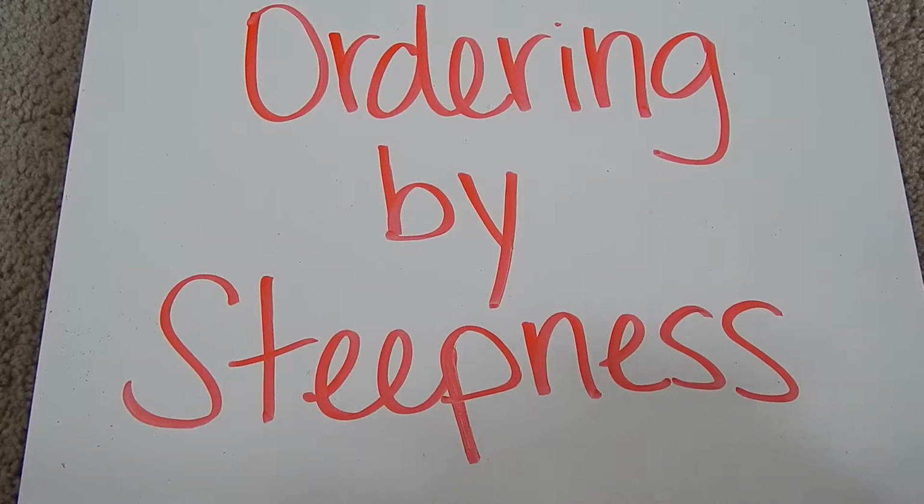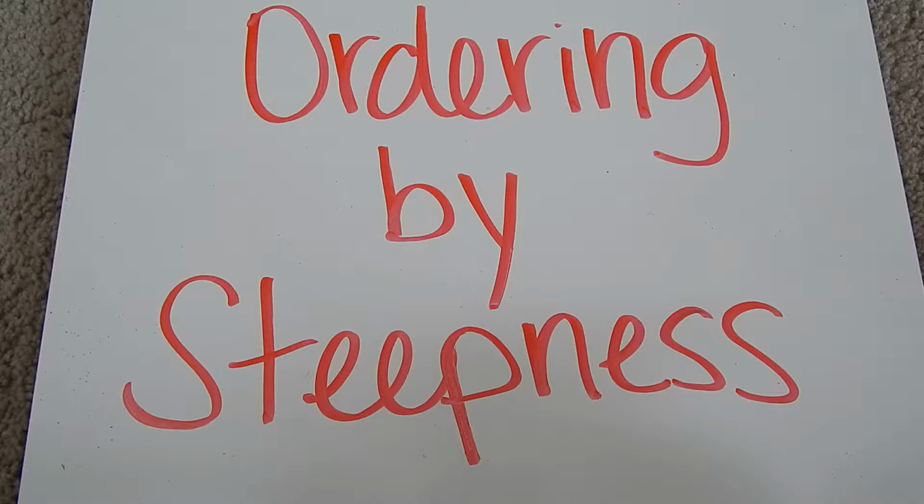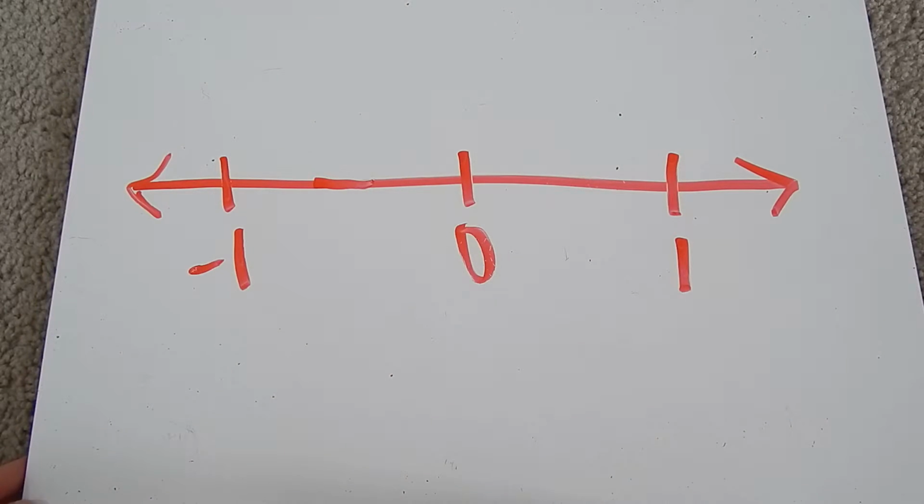Today's lesson is over ordering linear equations by steepness. We're going to order these from least to most steep. When we're talking about steepness and linear equations, we always want to look at the slope. The slope, remember, is the m in the linear equation y equals mx plus b. So we're always looking at that m.